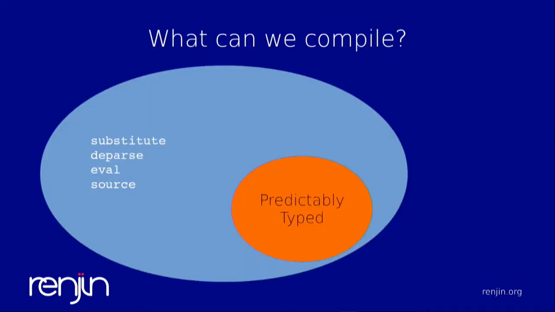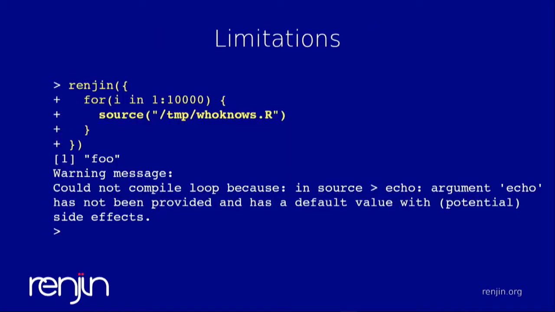So it's not quite a completely magic box. I mean, you can't put anything in there, because the R language is large and wonderful, and not all parts of the R language are amenable to analysis and this kind of compilation. So things like if you use deparse or eval or source, substitute in a loop, we're not going to be able to compile that. And the goal is to give you, as a developer or as a user, feedback, right?